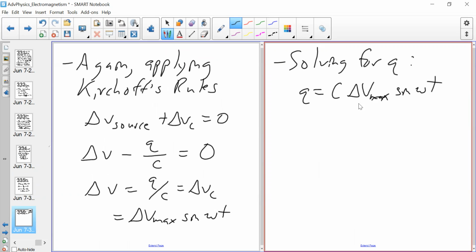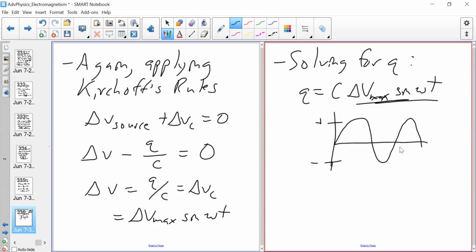So far, so good. You guys are tracking what kind of function this is, right? You know what that looks like, right? Yeah. Okay. Plus and minus V max, and on throughout the circuit through time.